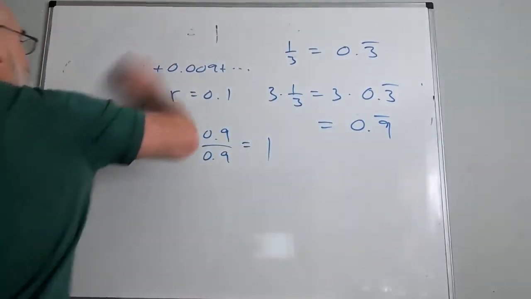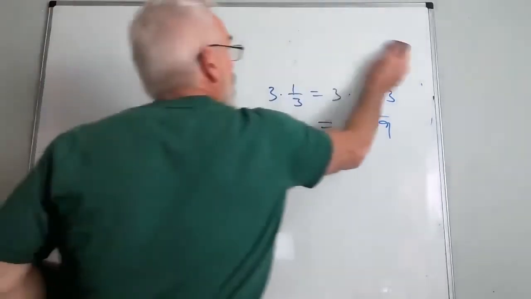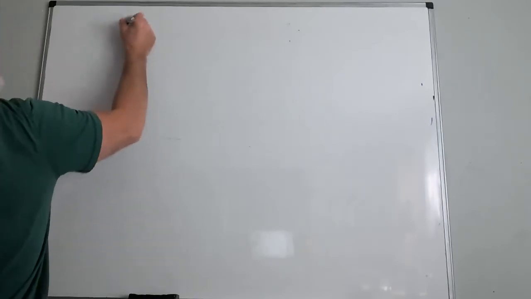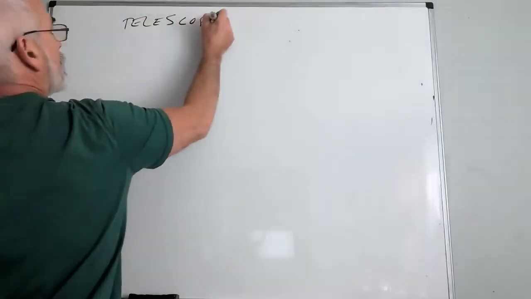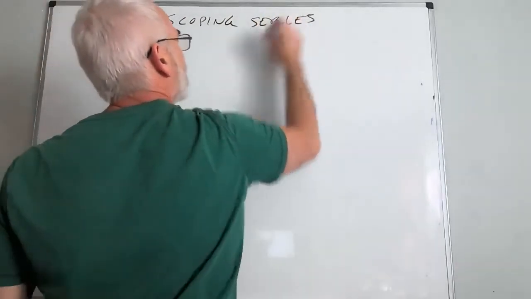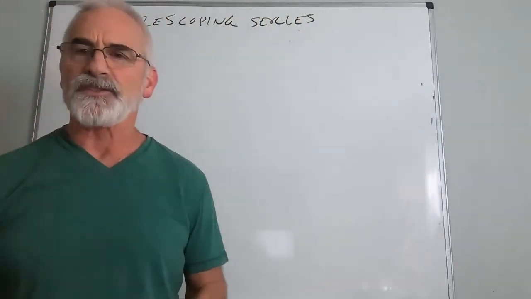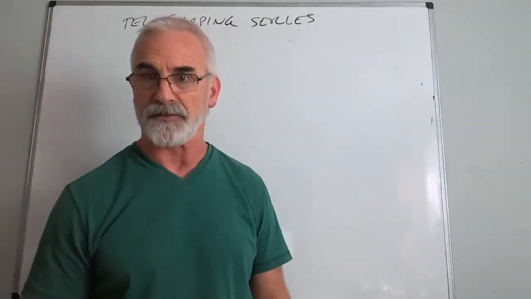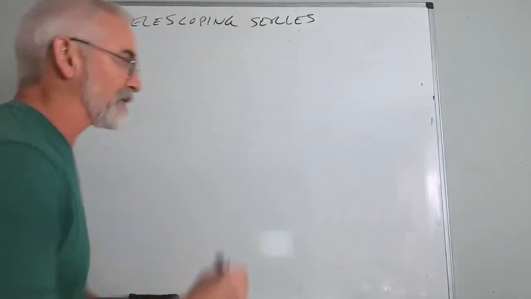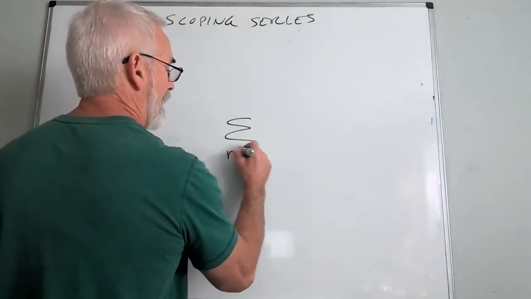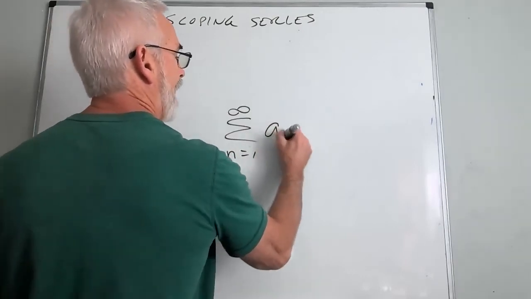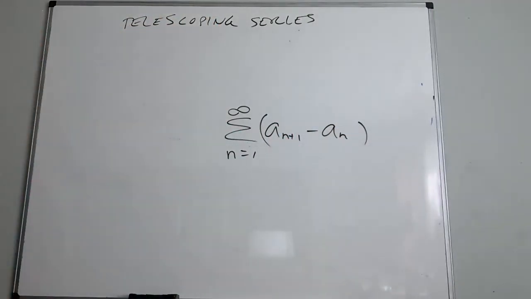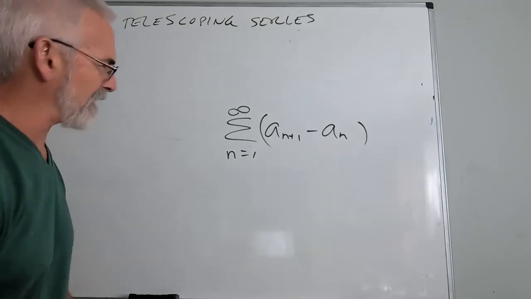Next one I want to look at is called a telescoping series. The name doesn't really give it a clear view. A telescoping series is basically one where your terms are going to cancel each other out in a sense. So an example of a telescoping series would be anything of the nature like this: the sum from n equals 1 to infinity of a_(n+1) minus a_n. This would be an example of a telescoping series. You say, well, what is exactly going on here?